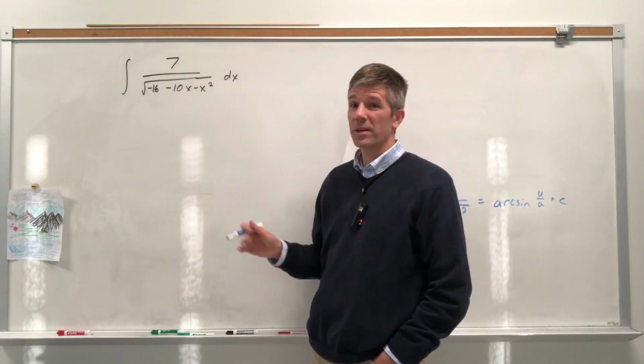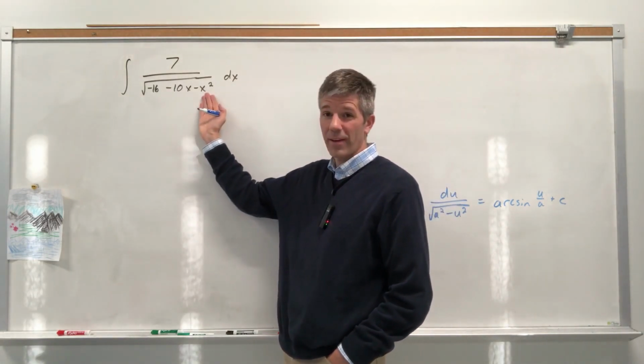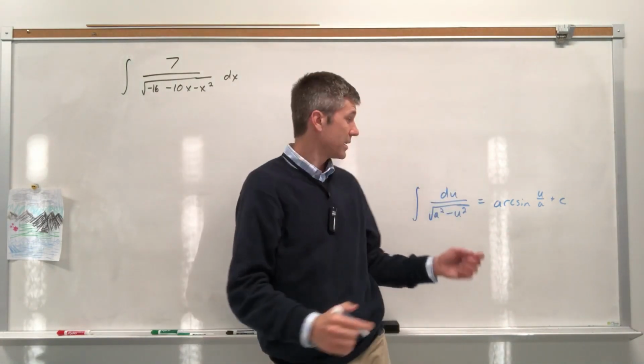So at this point, I'm looking at it, I see a perfect square down there in the denominator under that square root. I think it's going to look like that.